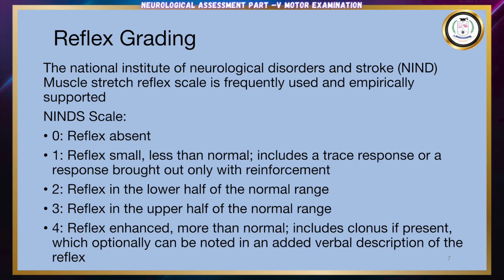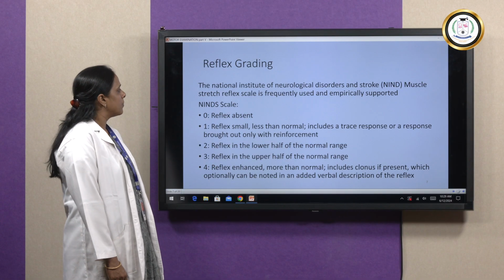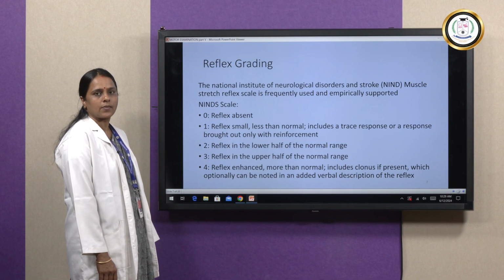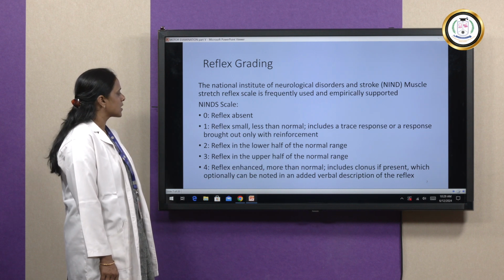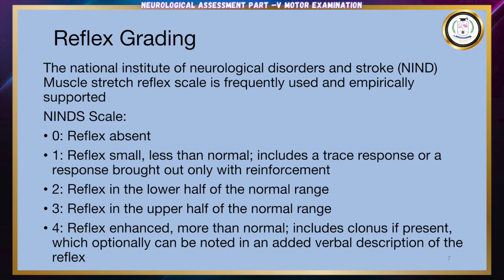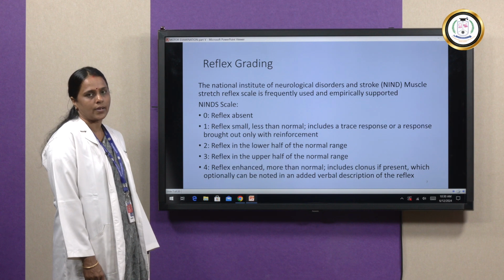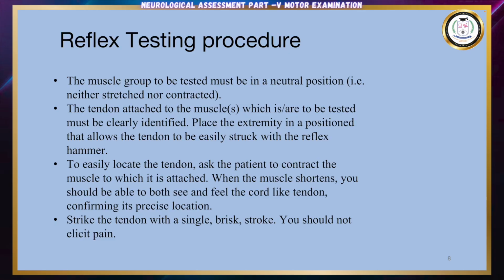Now reflex grading. According to the National Institute of Neurological Disorders and Stroke, NINDS, the muscle stretch reflex scale is frequently used and empirically supported. So what is that scale? 0 means reflex is absent, 1 reflex is small, less than normal, 2 is reflex in the lower half of the normal range, 3 is reflex in the upper half of the normal range, 4 is an exaggerated reflex.